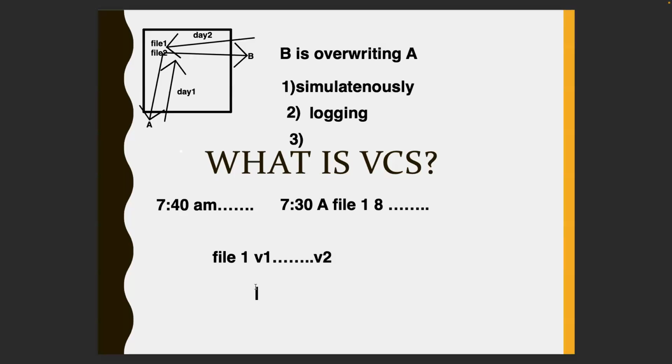Because after some days, if version 2 is not doing fine, they may want to revert back to version 1, right? If you have edited and made version 2, you cannot revert. So maintain versions of the changes or backups. These are some of the important parts of what a version control system should do: allow multiple people working simultaneously, allow logging, allow maintaining backup versions. So this is what a version control system does.